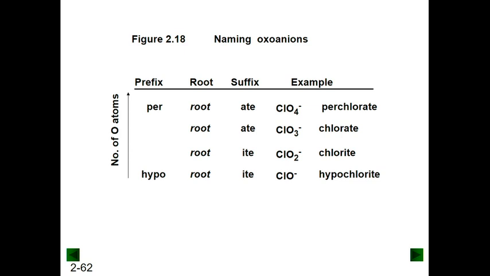In this case we have hypo-ite, we have -ite, we have -ate as a suffix, and finally we have a prefix, which is per-, and finally -ate. Those names come from the different oxidation states of the chlorine.